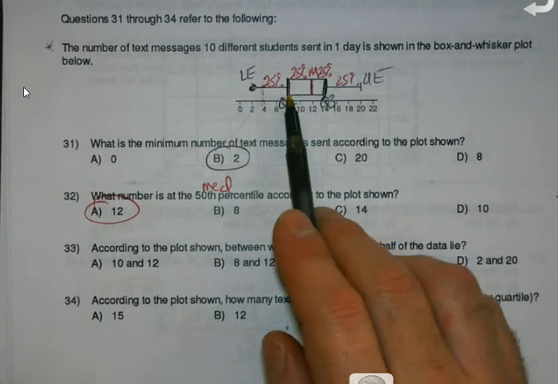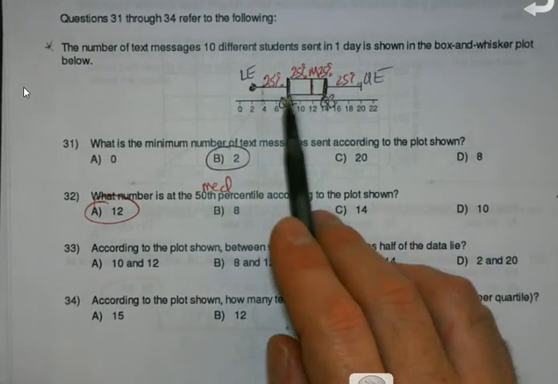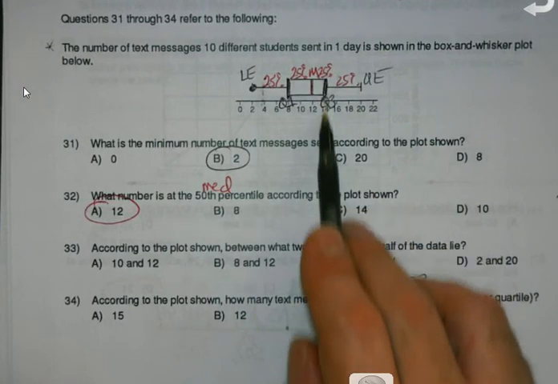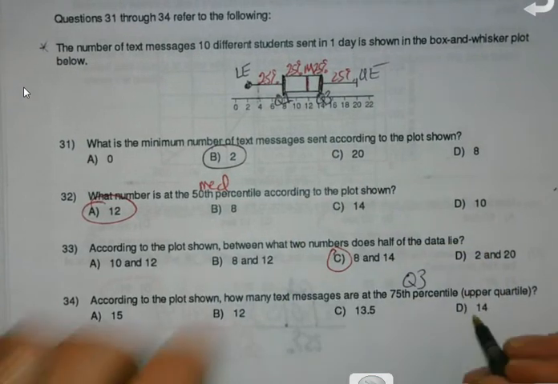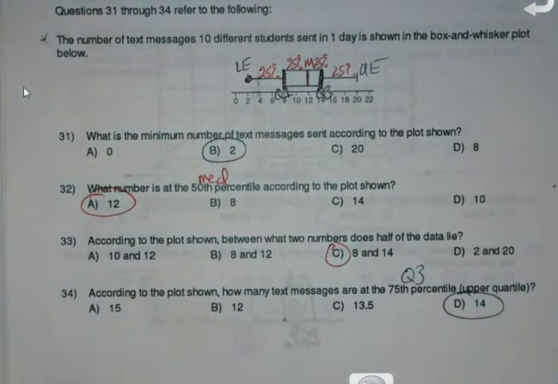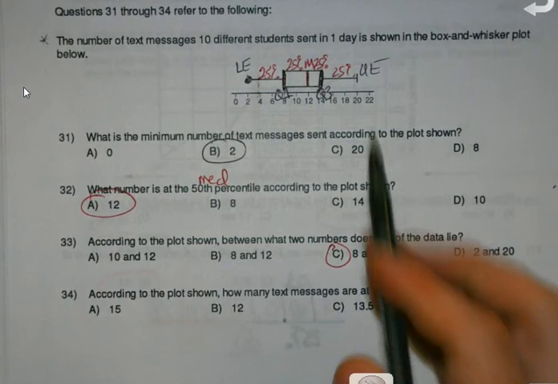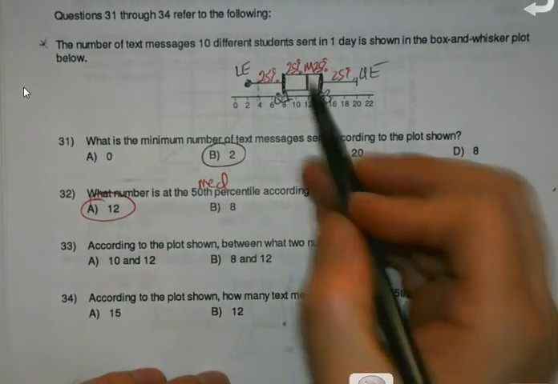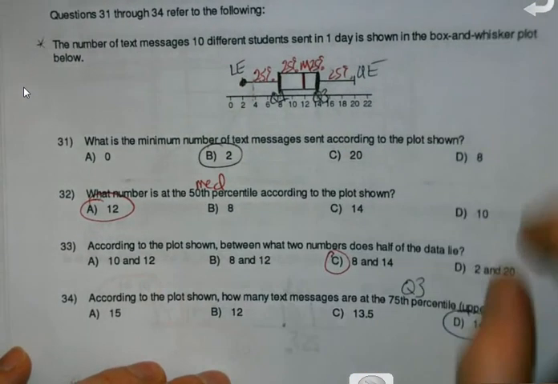Lower. My box is always made of my 3 quartiles. Q1, Q2, Q3. You're close. But we're always just looking for that last part of my box. That's always going to be my Q3 on these when I'm trying to find that upper quartile. If I was looking for Q1, I'd look for the first line making up my box. Oh, we're almost to the end. All right.